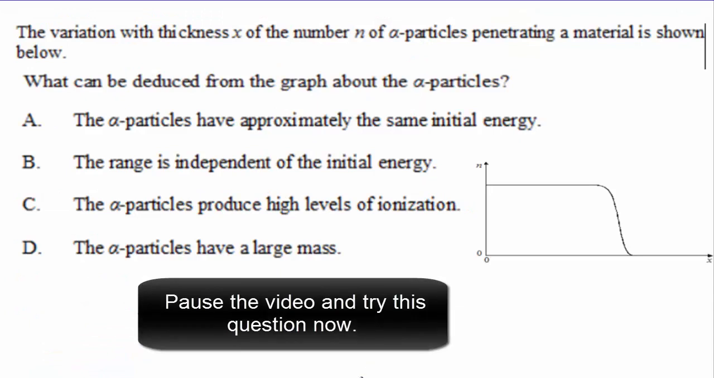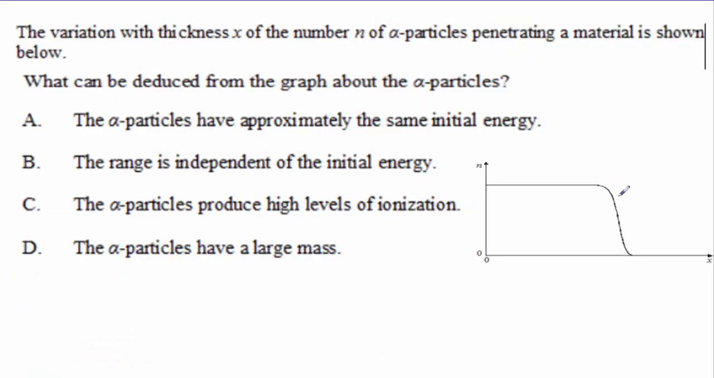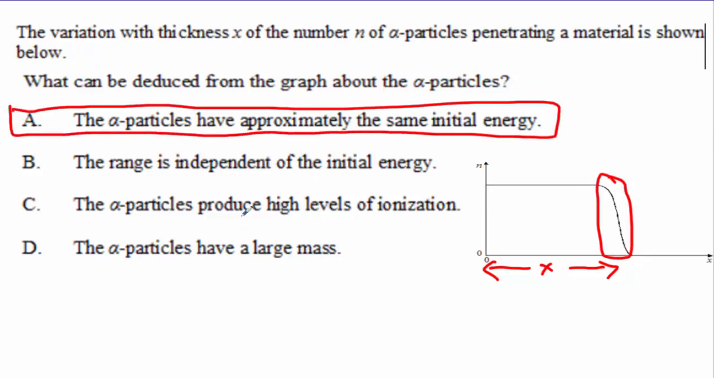Question 3. Pause the video, try the question, come back for the answer. The graph here is basically saying that all of these alpha particles are penetrating the same distance. Now that's only going to be possible if they've all got about the same initial kinetic energy. If they had higher kinetic energy, they would penetrate farther. So the correct answer here is A. These other statements might be true. So for instance, B is true. The range is independent of the initial energy. But there's nothing in our graph that tells us that. C is also true, but it's not from the graph. D is sort of true, but once again, you can't tell that from the graph.